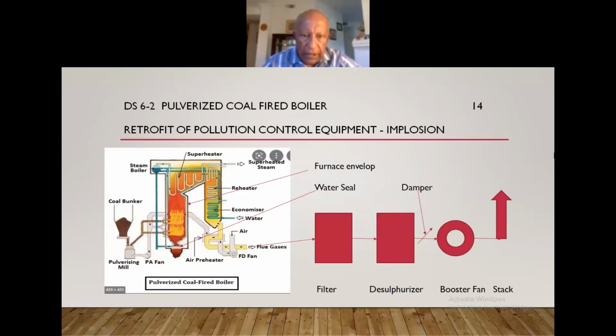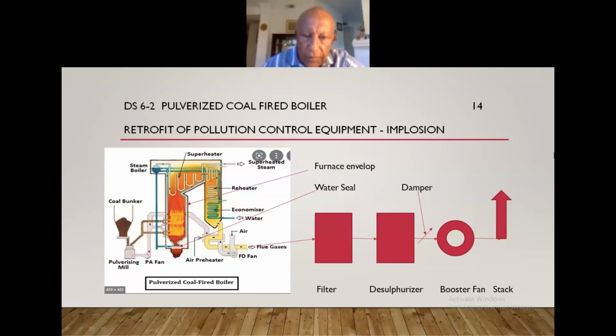This is a pulverized coal-fired boiler. Some of you are familiar with this thing. So far, we have been pumping forced draft air into the boiler and taking the flue gases out and putting it into the stack with all the atmospheric pollutants going into the atmosphere. Now, most governments are demanding that we put a bunch of pollution control equipment between the flue gas exhaust in the boiler and the stack.